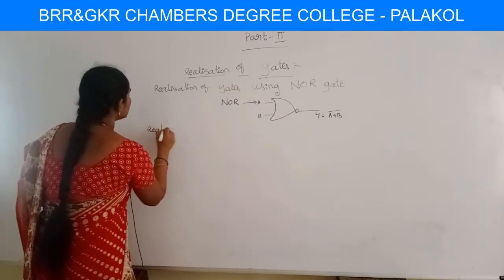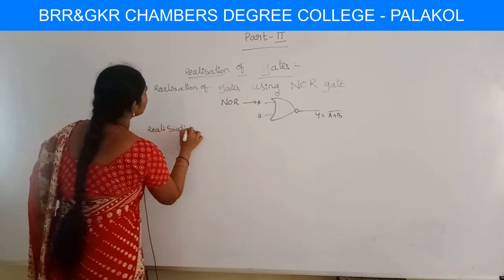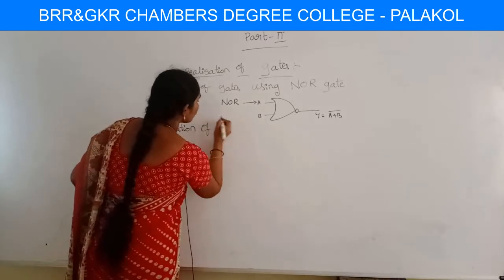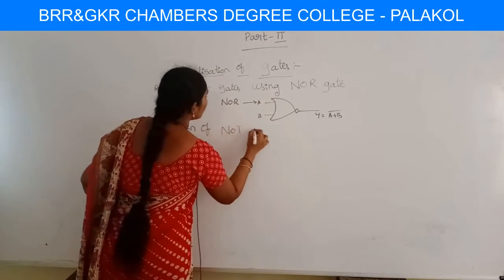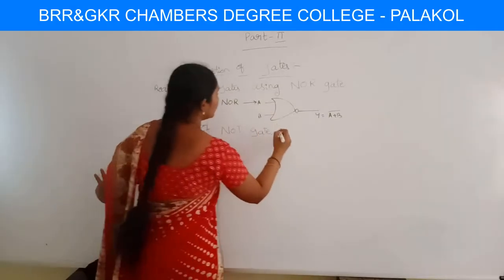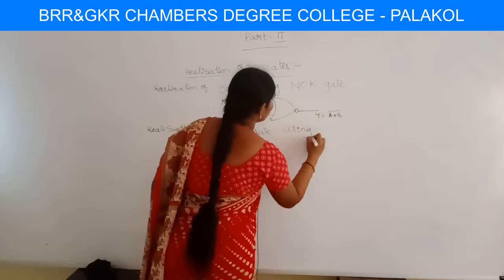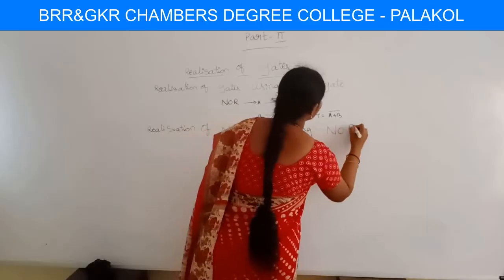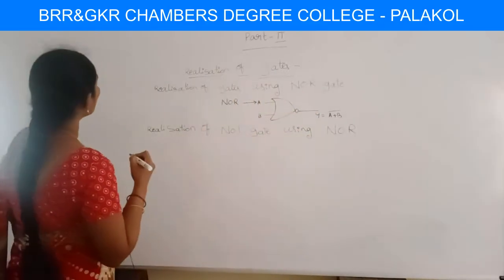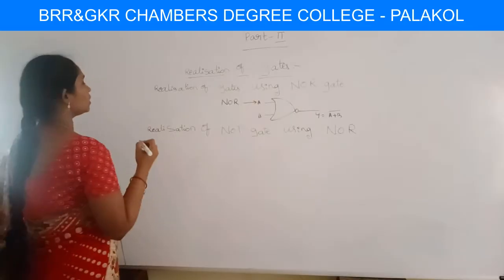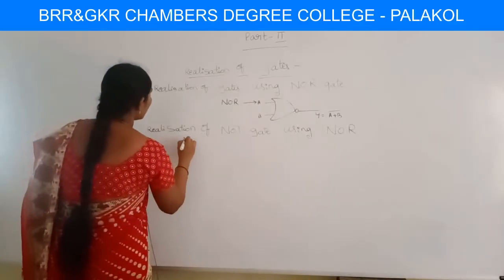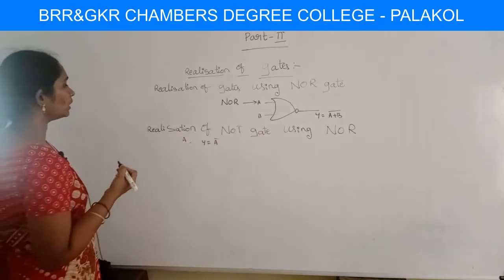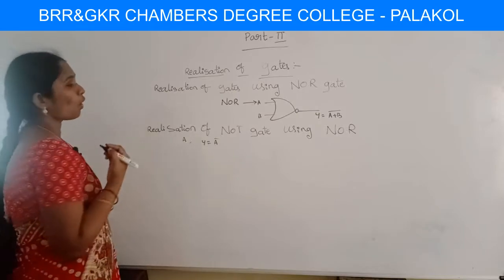So the first one is realization of NOT gate using NOR gate. So I consider a NOT gate. So if we apply A, the output is equal to A bar. So we have to derive that expression by using the NOR gate.